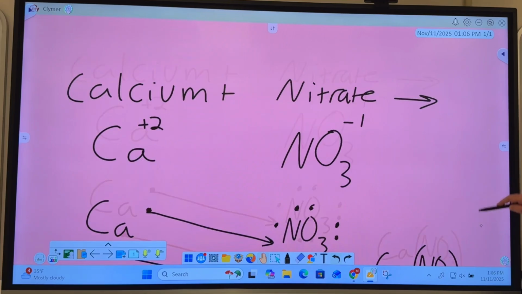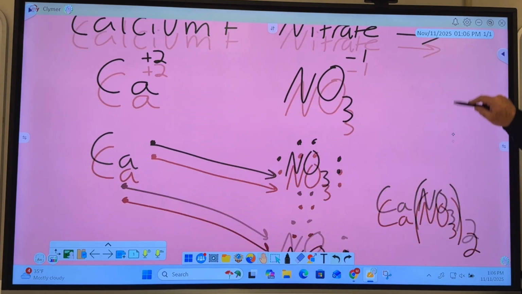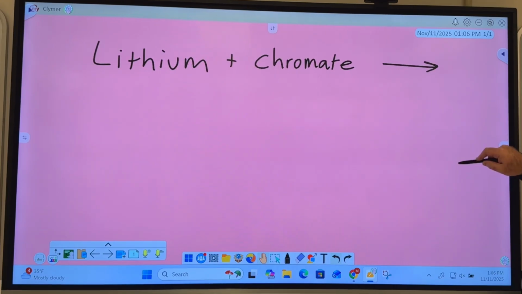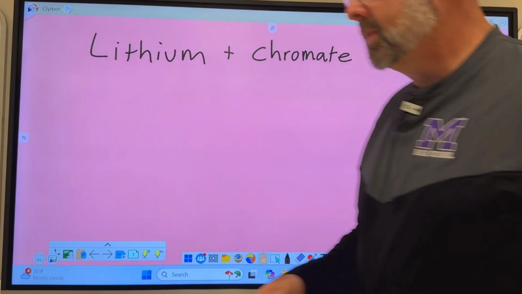Back up here, we didn't have to do anything. That first one, we just left it alone, right? Because there was just one of them. But if you need a quantity of the polyatomic ion, parentheses are how you are going to notate it. So let's keep turning this thing up.